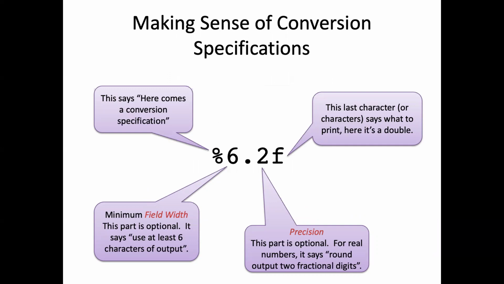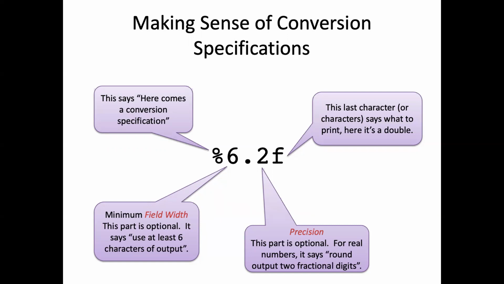This is handy for making columns line up nicely. Even if this thing is smaller than 6 characters, pad it with spaces so it takes up at least 6 characters. So officially, this is a minimum field width. It says use at least this much. Here, use at least 6 characters to print this out. Pad with spaces if you have to.